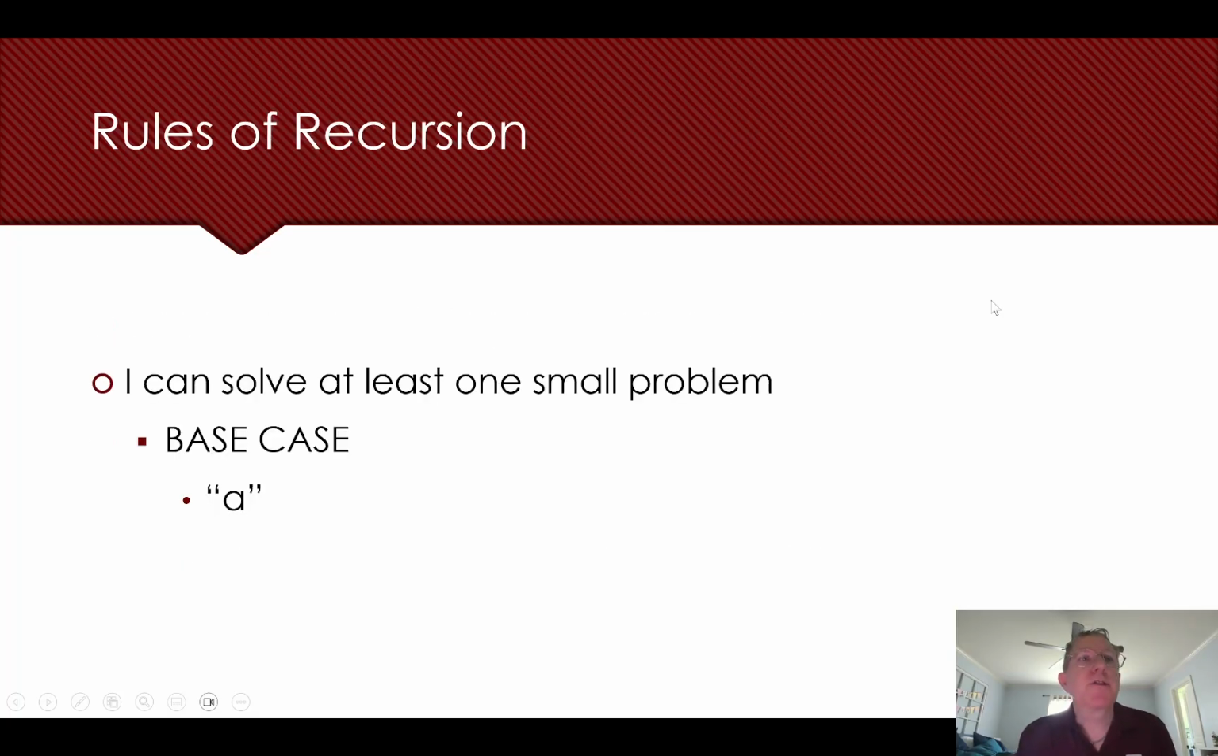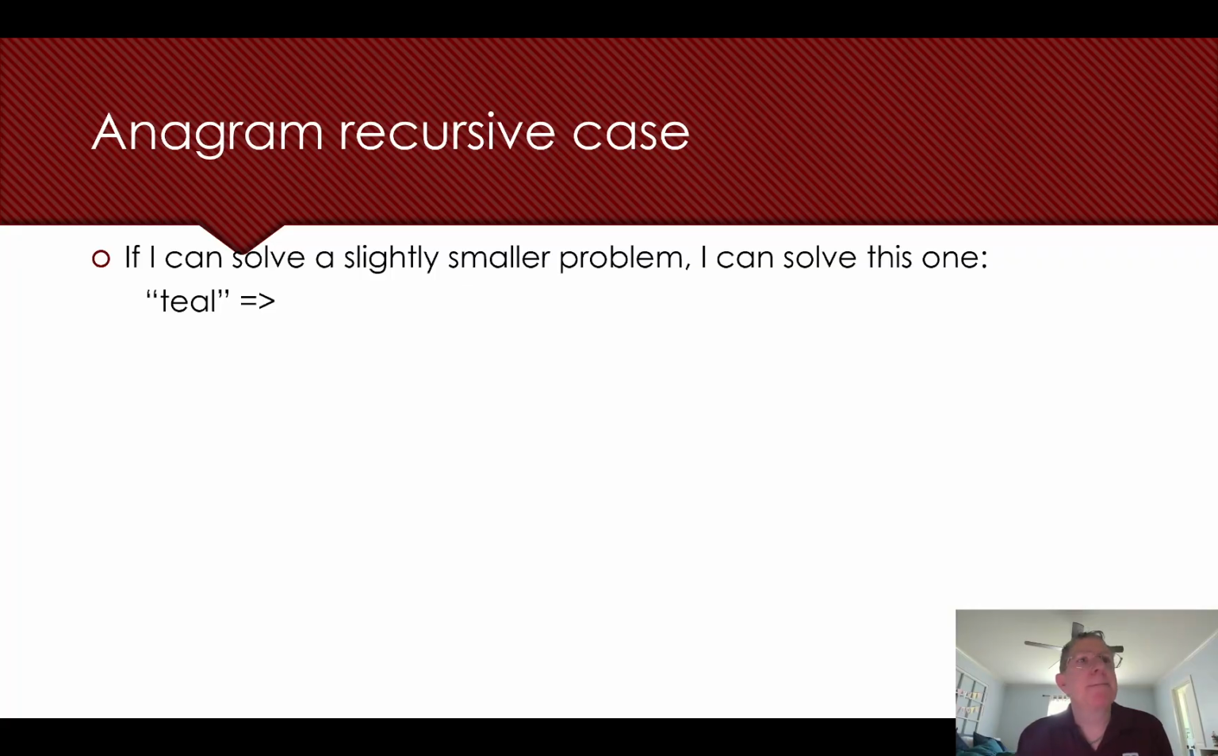The first rule of recursion states, I can solve at least one small problem. This forms the base case. Thinking about the anagram problem, the simplest word to print all of the anagrams for would be one letter long. The word itself is the one solution. So the base case of our recursion will be when the length of the word is 1.